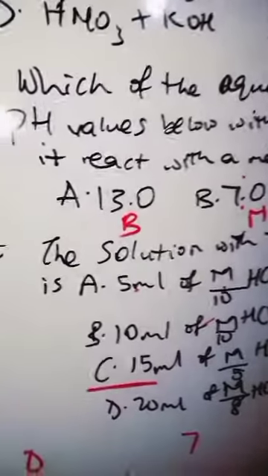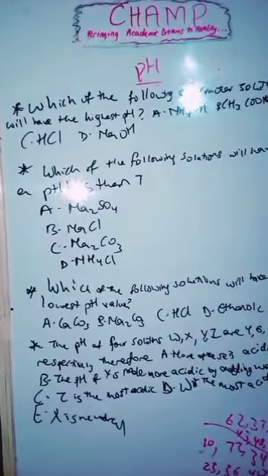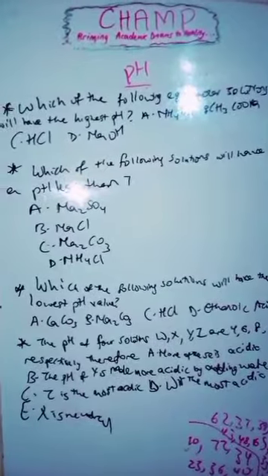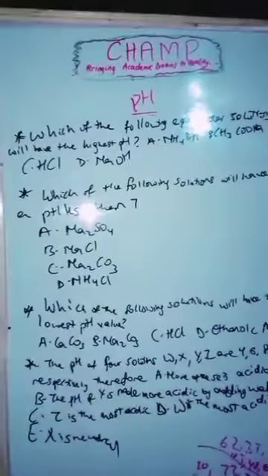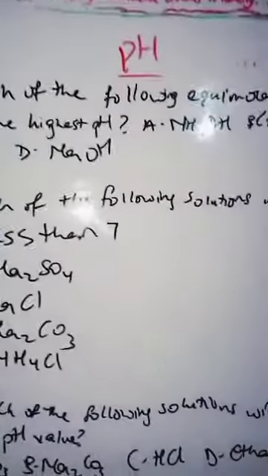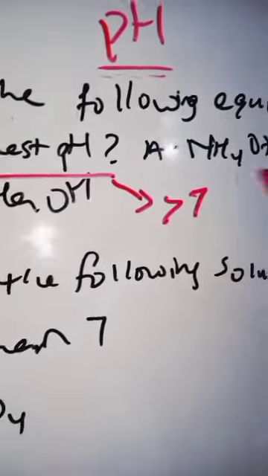Let's take some more questions before we finally start the calculation aspect. Let's take this last set of questions before we go into pH calculations proper. They said which of the following equimolar solutions will have the highest pH? We have NH4OH, CH3COONa, HCl, and NaOH. Which one will have the highest pH? That must be a base, highest pH, something greater than 7.